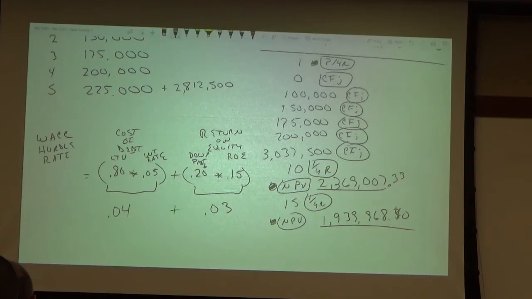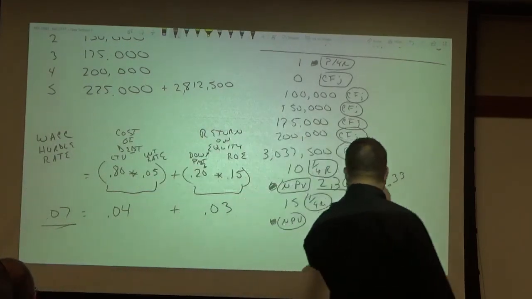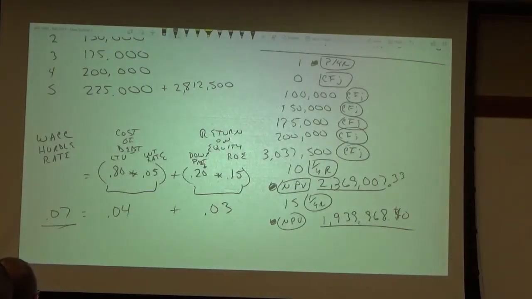Okay. So if you add those two together, then what that would imply is that your hurdle rate is going to be 7%. That makes sense. And then that 7% would be what you would then pop in over here to say, how much could we afford to pay for this property?